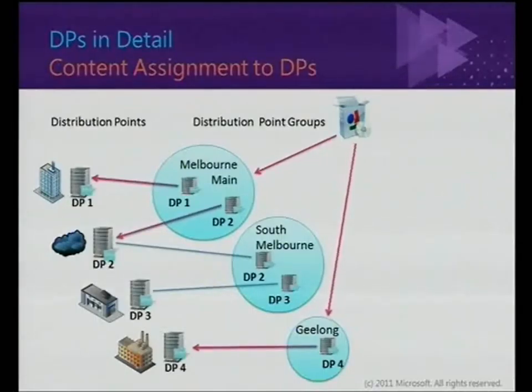So in 2012, that relationship from the package to the DP group sticks. So the package is assigned or distributed to that DP group. And if you change the membership of the DP group later, then the content automatically deploys to that new DP. So that's good, right? I don't know why it wasn't like that right from the beginning, but it works how we expect it to work. That relationship of package to DP group, permanent.